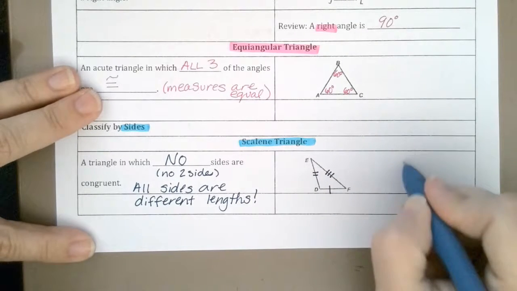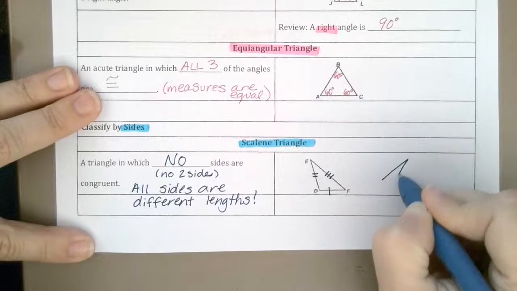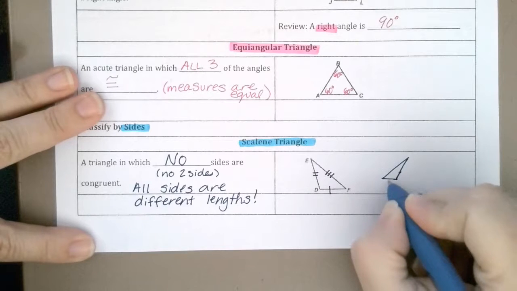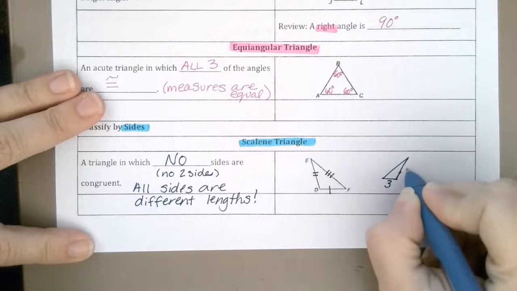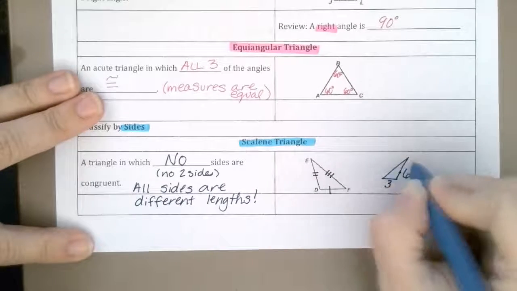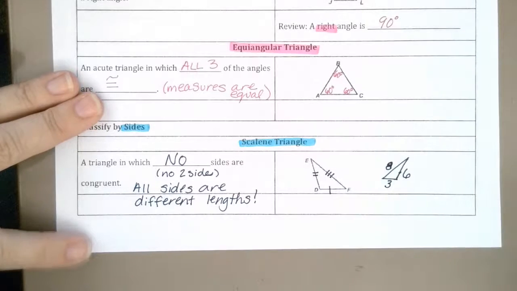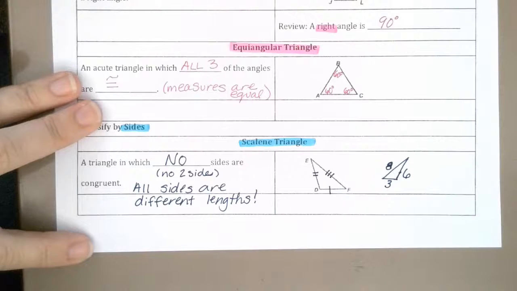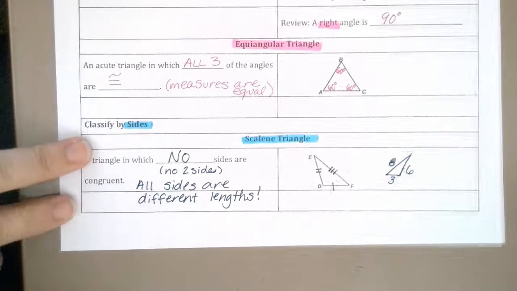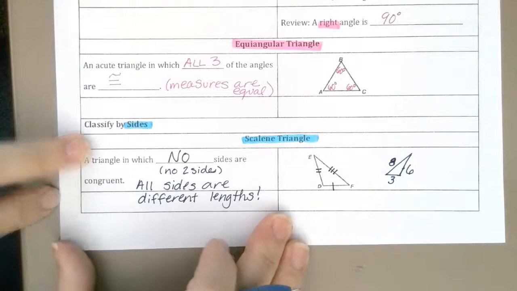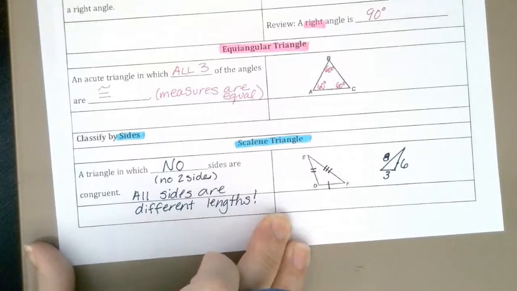Okay? If I had something like this, and I drew one, I could say this is 3, this is 6, and this is, let's do 8. All sides are different measures. That makes a scalene triangle. Notice it doesn't say anything about the angles, only about the sides. Okay? Still doing okay? All right, let's turn the page over.